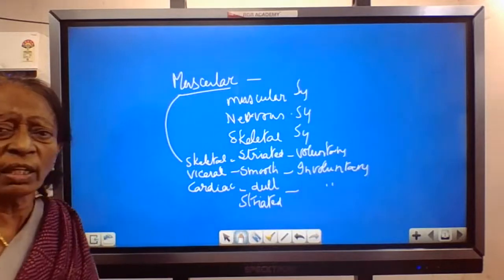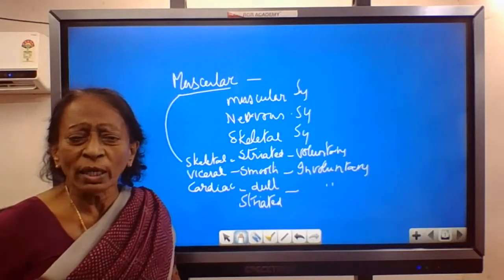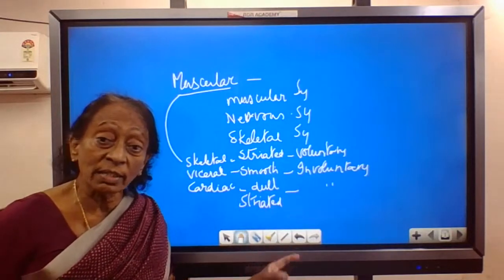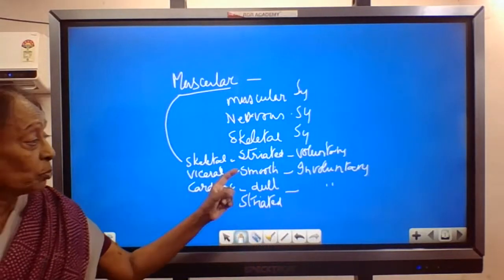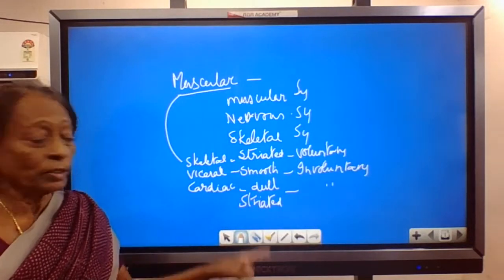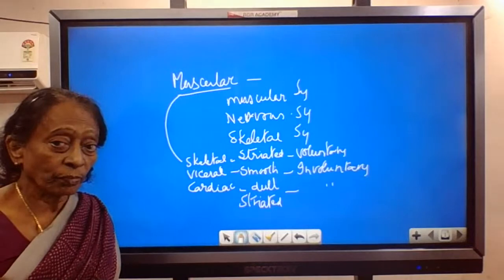What is involuntary? Whether you like it or not, one day it will stop, and you can't tell the heart to work and then stop on and off. So the cardiac muscle is similar to smooth muscle in its action, but similar to striated muscle in its structure. So these three are the major muscles in your body.